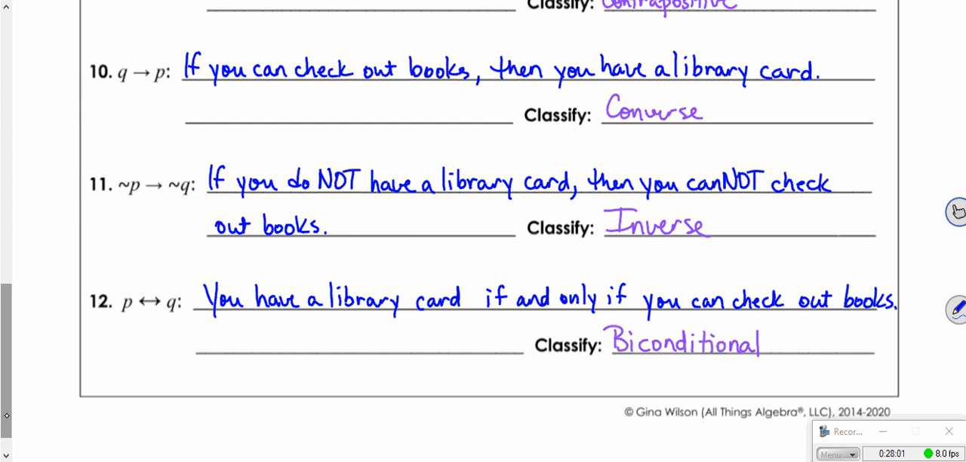Again, if and only if is in the middle. You don't have an if at the beginning and a then in the middle. It's biconditional. Again, it goes both ways. If you have a library card, then you can check out books. And if you can check out books, then you have a library card. Both directions have to be true for the biconditional to be true.